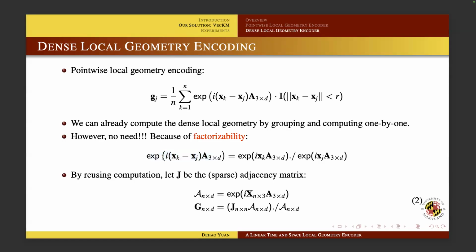So here, suppose we consider this exponential i(x_k minus x_j)a. It can be factorized into this divided by this, so exponential i x_k a divided by exponential i x_j a. So we can factorize this into 2 components, and we can reuse a computation. If we compute the J, which is the sparse adjacency matrix, then the dense local geometry encoding would just be equal to J multiplied with A, and then element-wise divided by A. So basically, I'm just writing this formula into a matrix form like this.